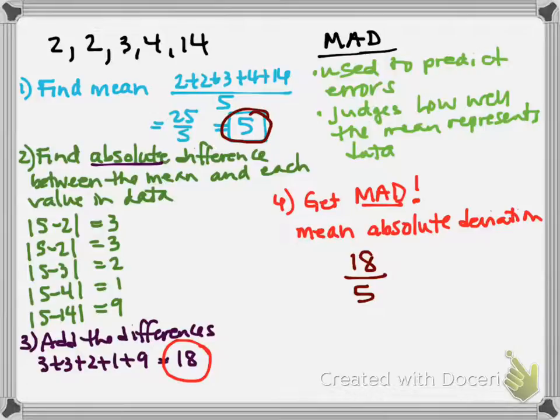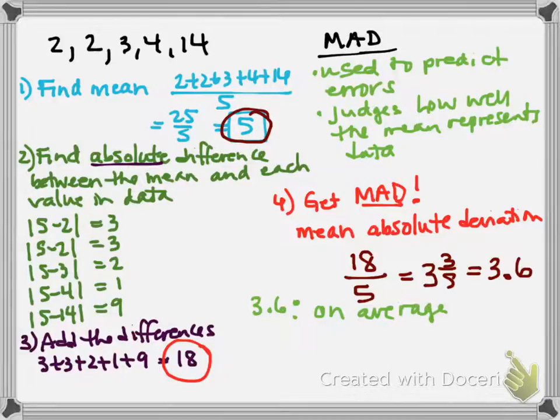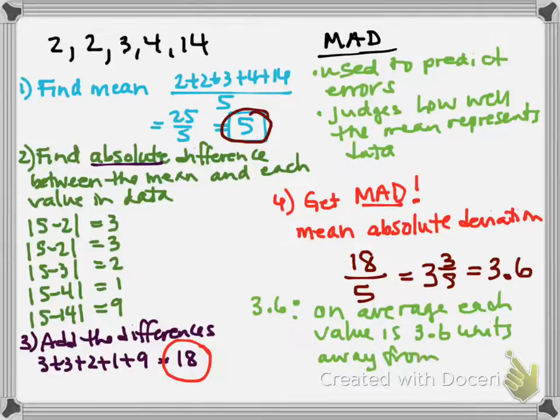So 5 goes into 18 3 times, which is 15 with 3 left over. Oh, sorry, that's supposed to be a 5. Or we can write it as 3.6. So what does that 3.6 tell you? It basically is saying that on average, each value is 3.6 units away from the mean.